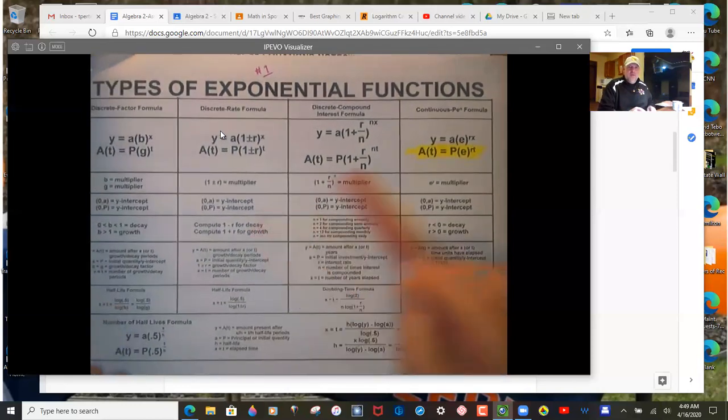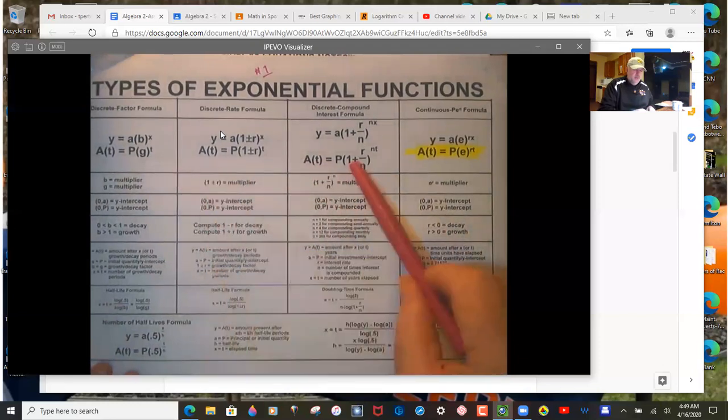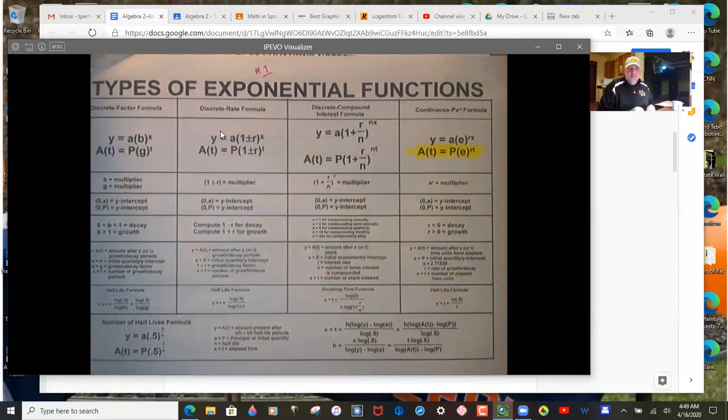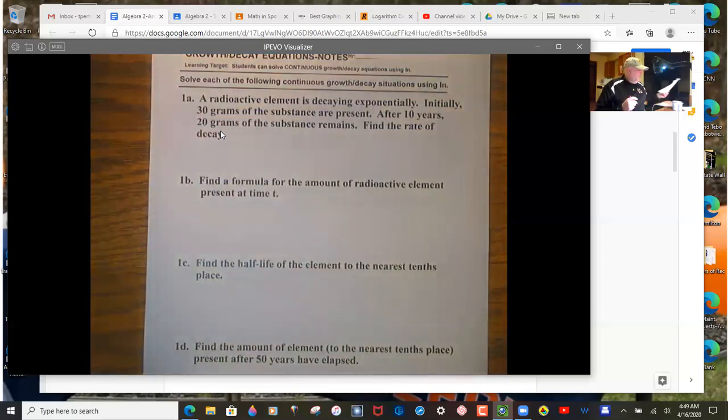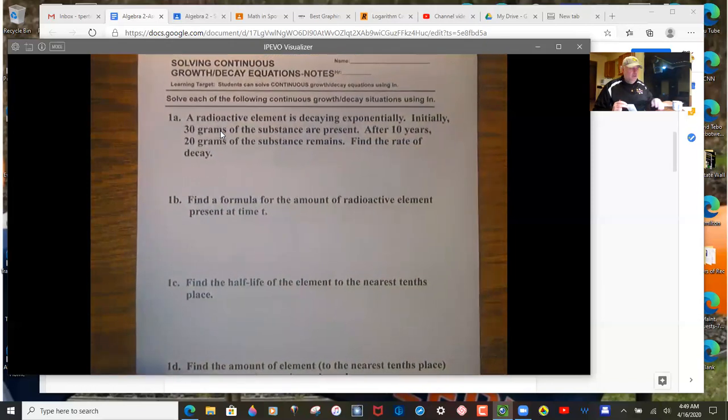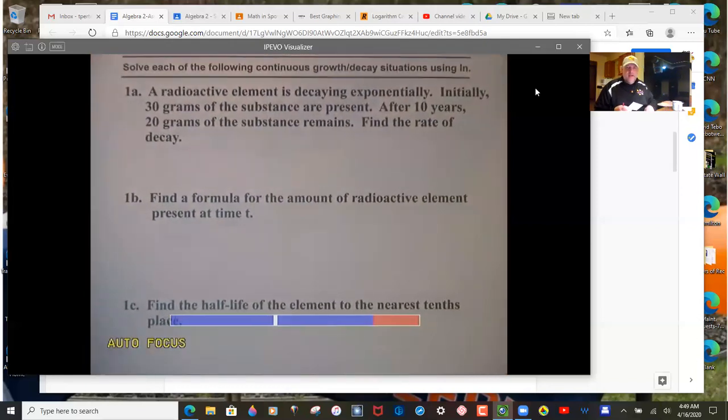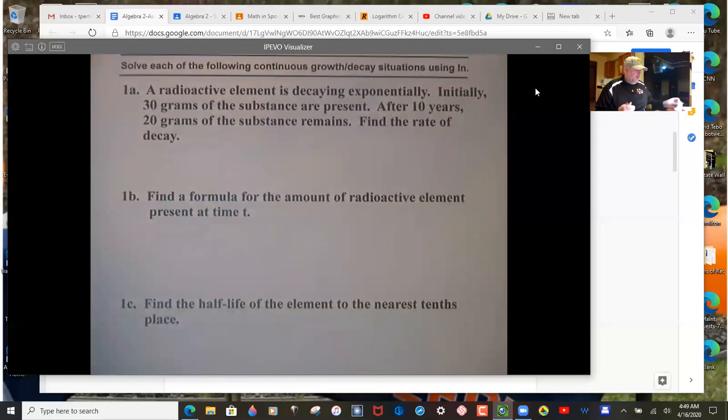So on this is your number 1 notes. These 3 we've studied quite a bit of, and now we're going to move to the continuous formula. So you have to see the word continuous somewhere. And yes, radioactive growth and decay, or radioactive elements, excuse me, involve the continuous formula.